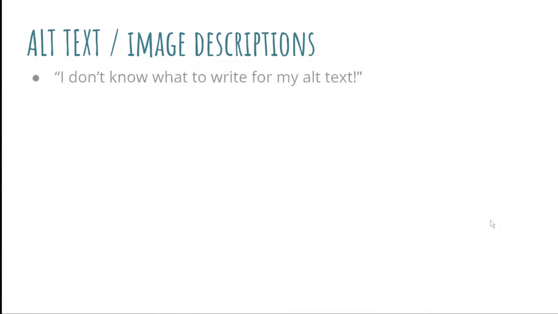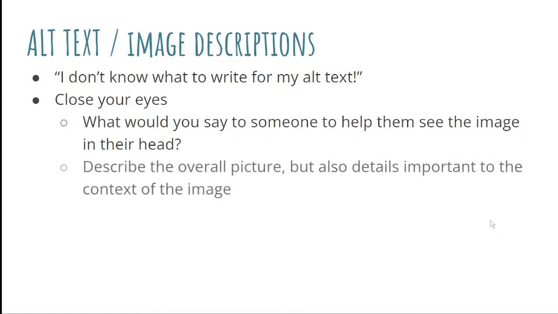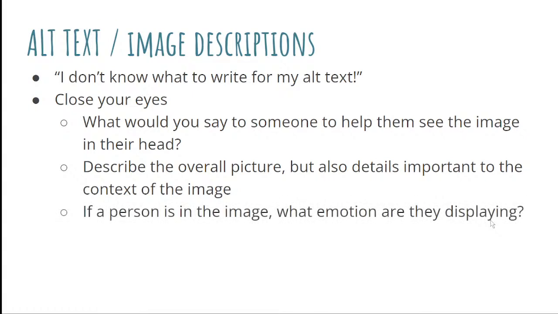So, how do we add alt text? What do we write for our alt text? What if we don't know? What I would recommend is if you're trying to describe an image, close your eyes. Think of what the image is. What would you say to someone to help them see this image in their head? Describe the overall picture, but also if there's details that are important to the context of the image, describe those as well. If a person is in the image, what emotion are they displaying?